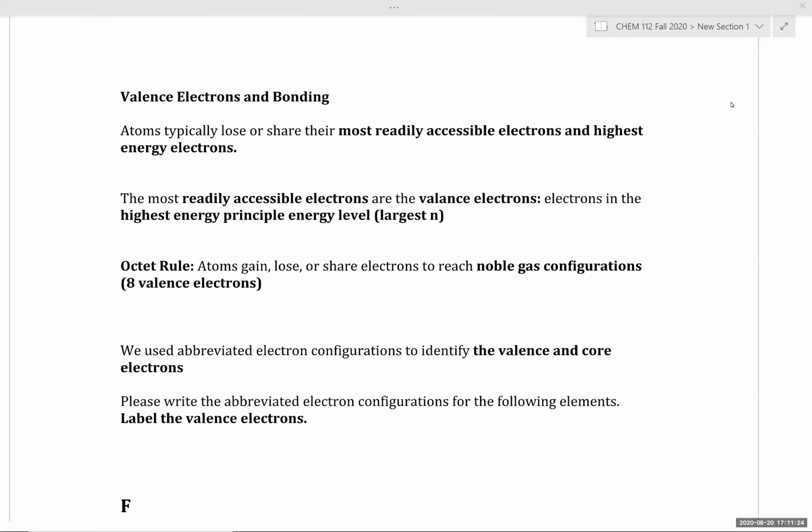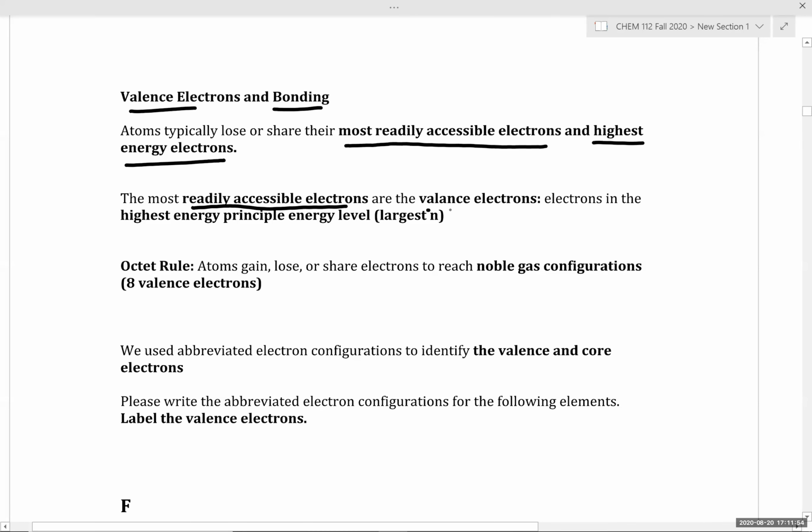Okay, so the next major topic that we're going to discuss to begin to draw accurate depictions of organic structures and orbital pictures is this idea of valence electrons and bonding. So atoms typically lose or share their most readily accessible electrons, their highest energy electrons. The most readily accessible highest energy electrons are the valence electrons, which are also defined as electrons in the highest principal energy level, the largest n.